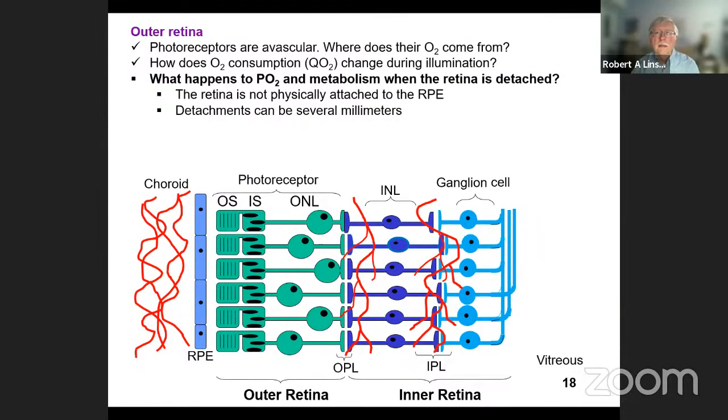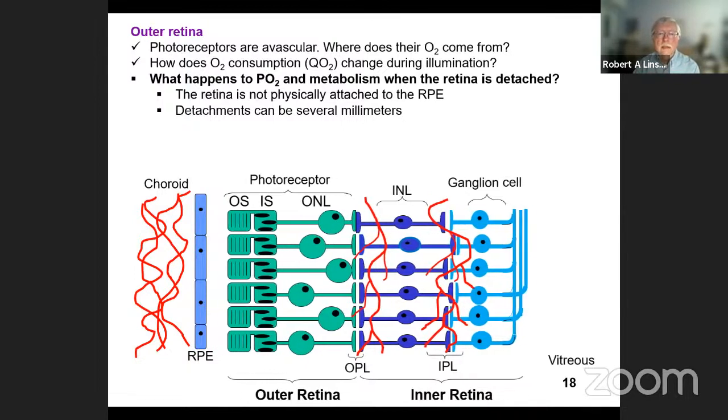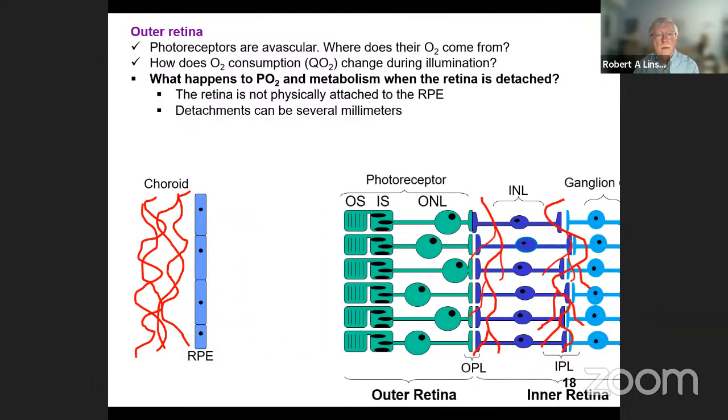So let's go on and look at what happens to the metabolism and the PO2 when the retina is detached. Now, the point is here that the retina is not physically attached with any kind of junctions to the RPE. So it's easily detached from the back of the eye. And the detachments can be actually several millimeters wide. So with the photoreceptors relying so much on the choroidal circulation, what does this do to photoreceptor metabolism?